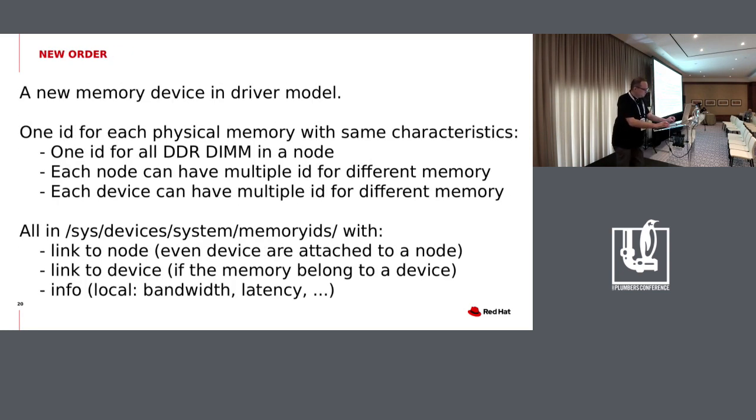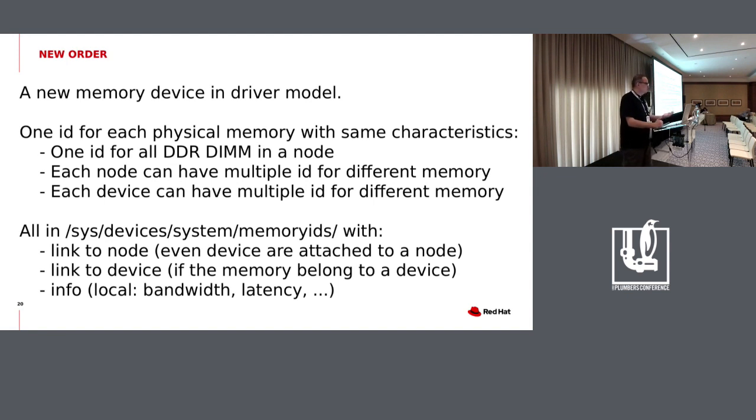So the way this works inside the kernel is what's called a device driver model. We need a new device driver model for the physical memory, and we want something really simple. We want one ID per type of memory. If you have 64 gigabyte of DIMM inside your system, we want one ID for that. If you have 32 gigabyte of HBM on your CPU, we want an ID for that. If you have another NUMA node with another 1 terabyte of memory, we want an ID for that, and so on and so forth. We want an ID per type of memory.